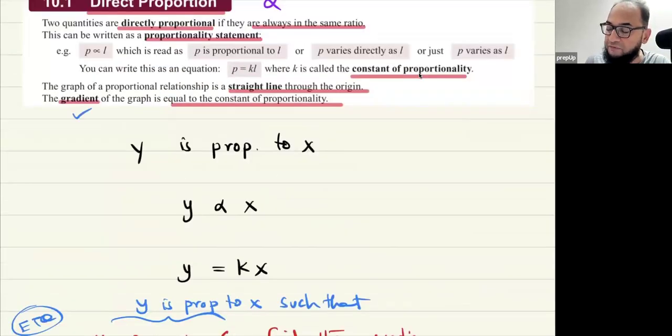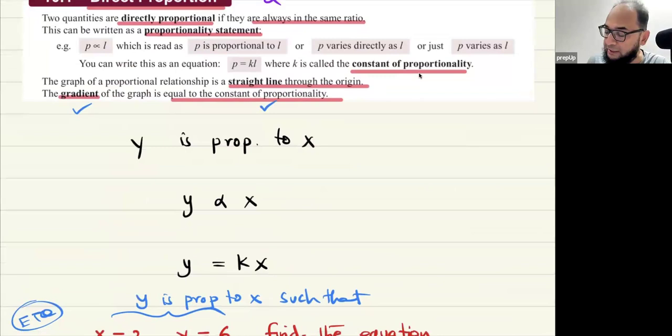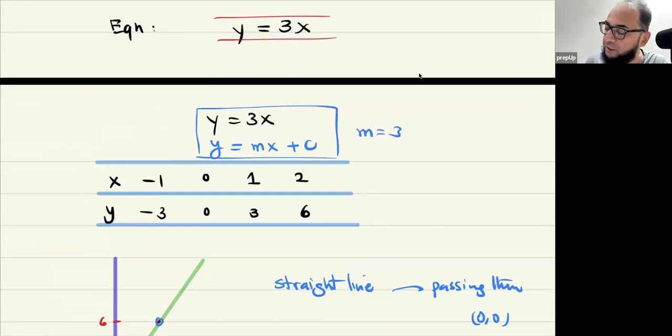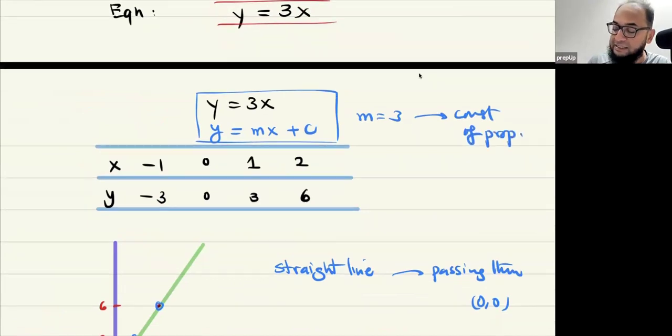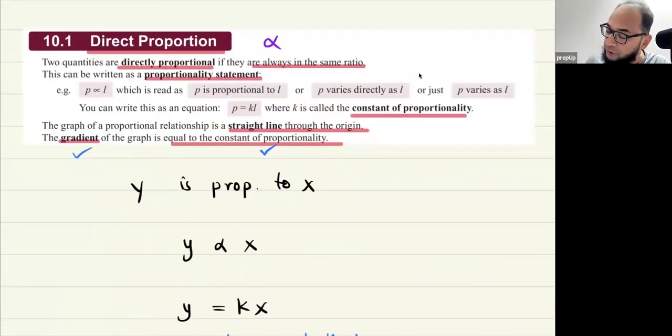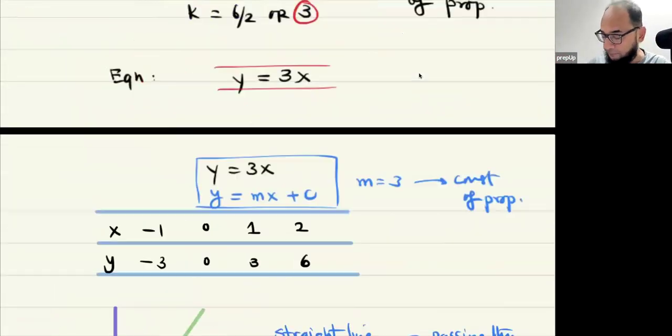The gradient of a graph is equal to the constant of proportionality. If you have studied straight line coordinate geometry, even if you have not, doesn't make a difference. Y is equals to mx plus c. If I compare coefficient, then m comes out to be 3. That is constant of proportionality. This is not much needed at this time, but it is a straight line which is passing through the origin. So now this thing is all good, all done.